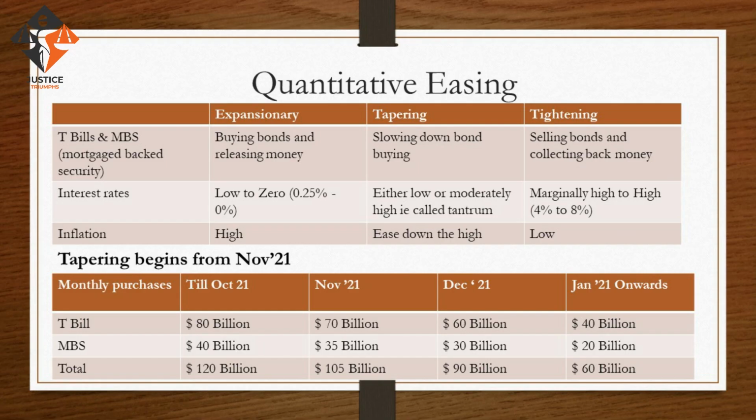So technically, as I said, from November 2021 onwards, the tapering has begun. That is, from March 20 till October 2021, the total value of bond purchases on a monthly basis by the Federal Reserve was $120 billion. In November 21 alone, they reduced from 120 to 105. In December 21, from 105 to 90 billion. Now from January onwards, in the recent meeting held on December 15, the FOMC, that is the Federal Open Market Committee, announced that going forward from January onwards, the bond purchases in the market would be reduced to $60 billion. So this is what they have announced.